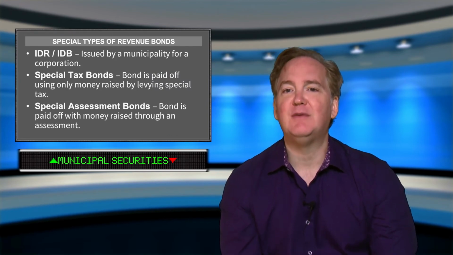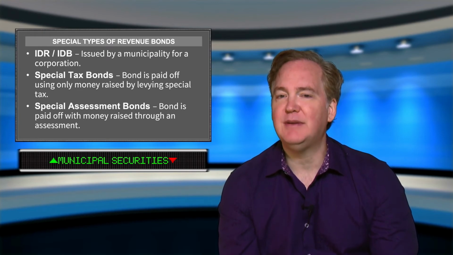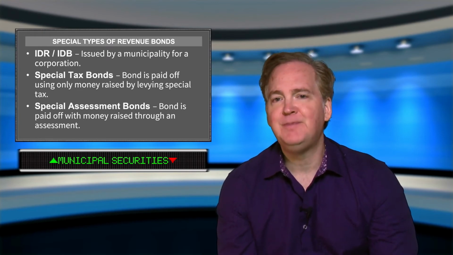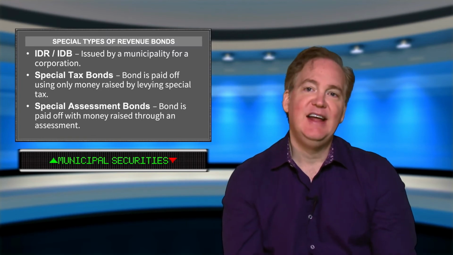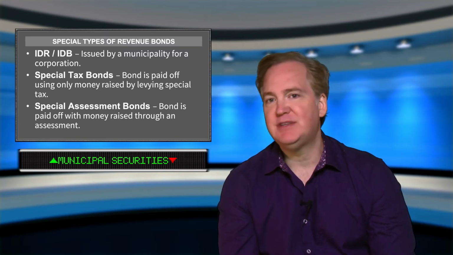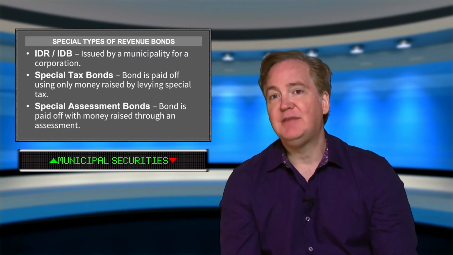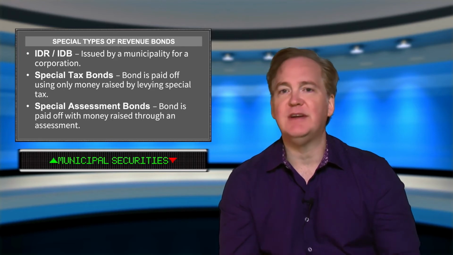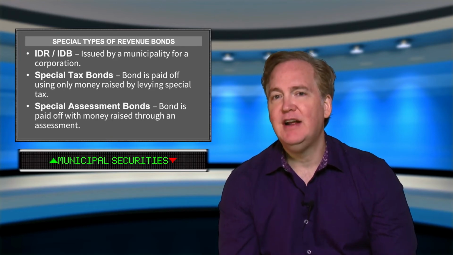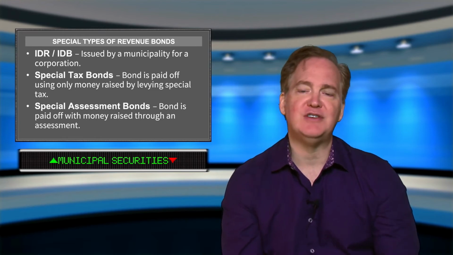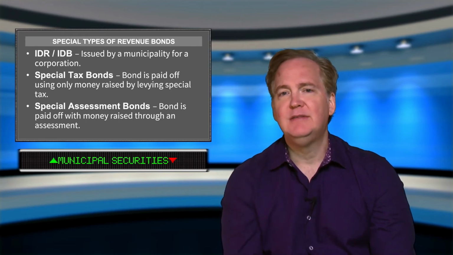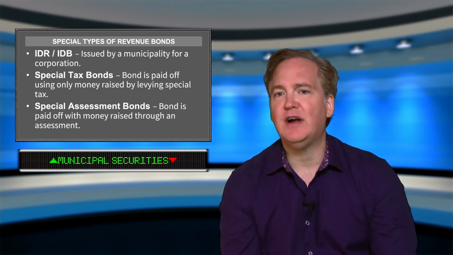An industrial development revenue bond or an industrial development bond, an IDR, an IDB. What this is, this is a private purpose municipal bond. A state or local government may issue a bond that ultimately benefits a private corporation. Well, why would a state or town or city want to do this?